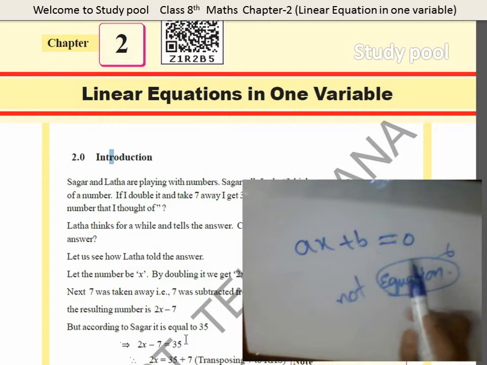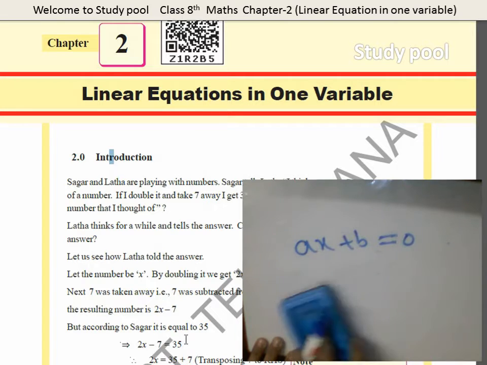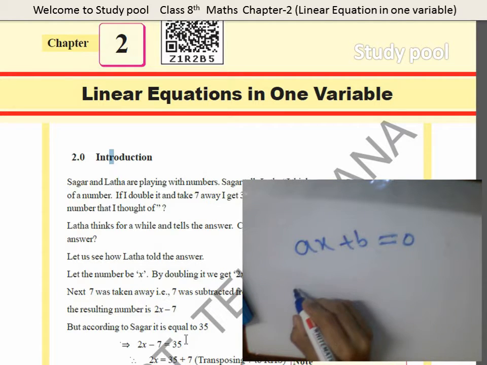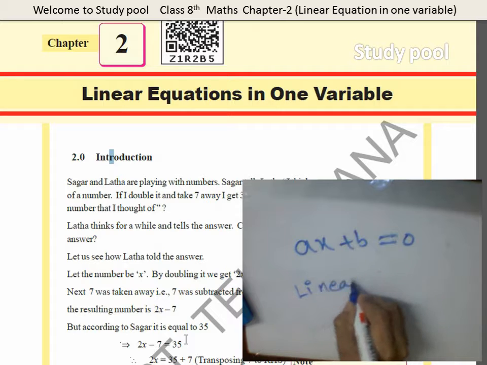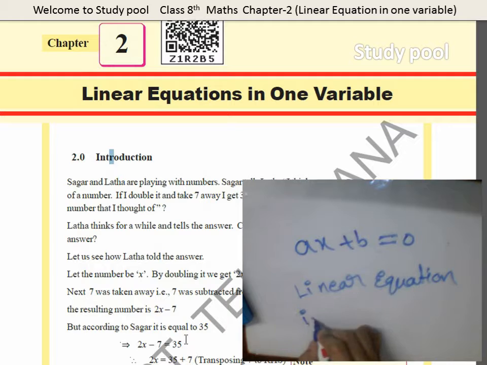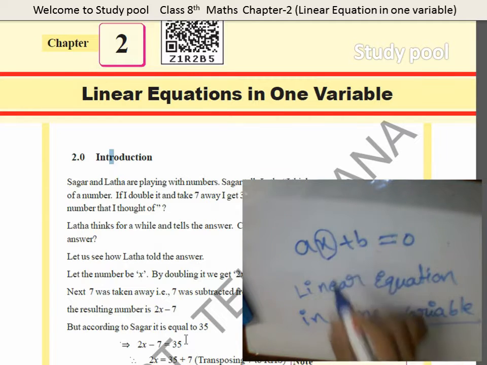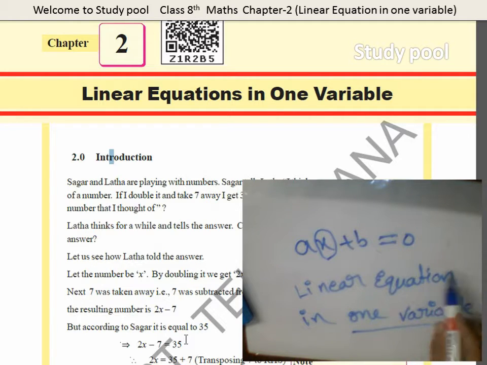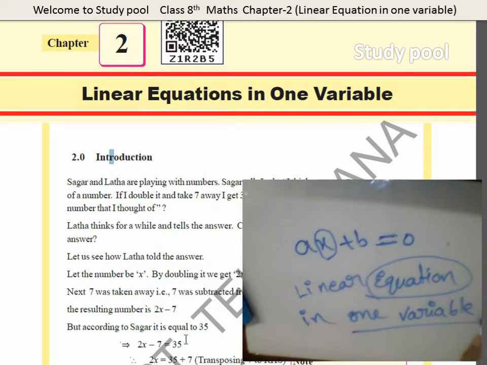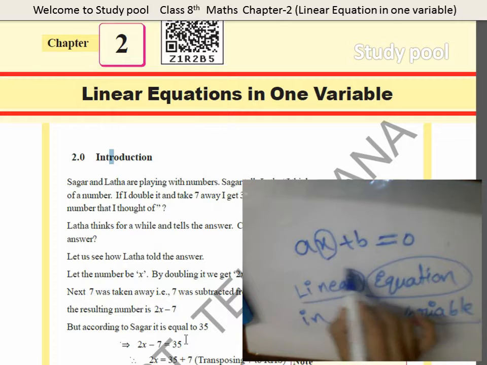Now if I take ax plus b is equal to 0, I am saying that this is a linear equation in one variable. Why do we say one variable? Because it is x, only one variable is there. Why do we say equation? Because here equal to is there. Now why do we say linear?